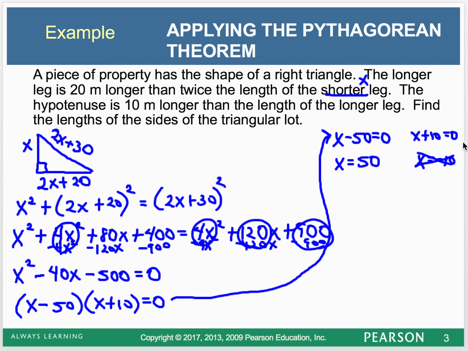Now, let's make sure we answer the question. Find the lengths of the sides of the triangular lot. Okay, so there's one side. Another side is 2x plus 20, and these are in meters, so I need that. Okay, and the other side, that was the shorter side, so the longer side is 2 times 50 plus 20, 120. And the hypotenuse is 2 times 50 plus 30, 130.